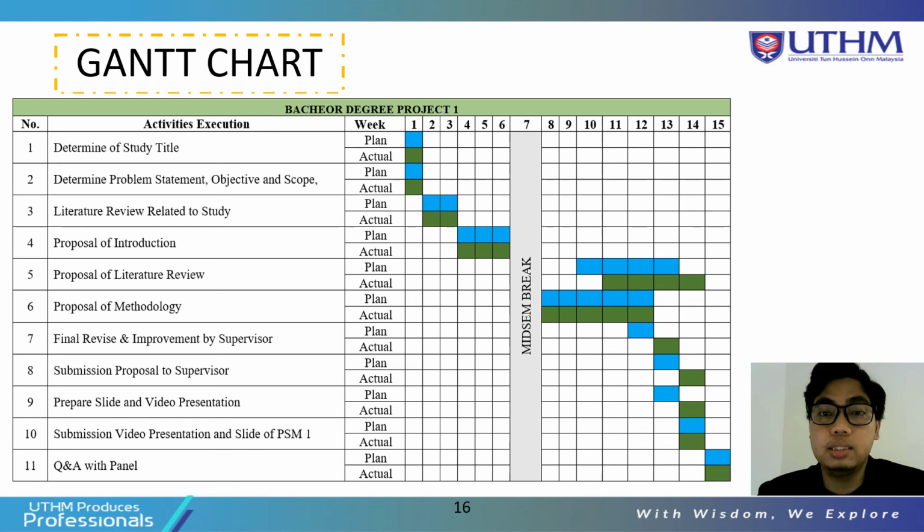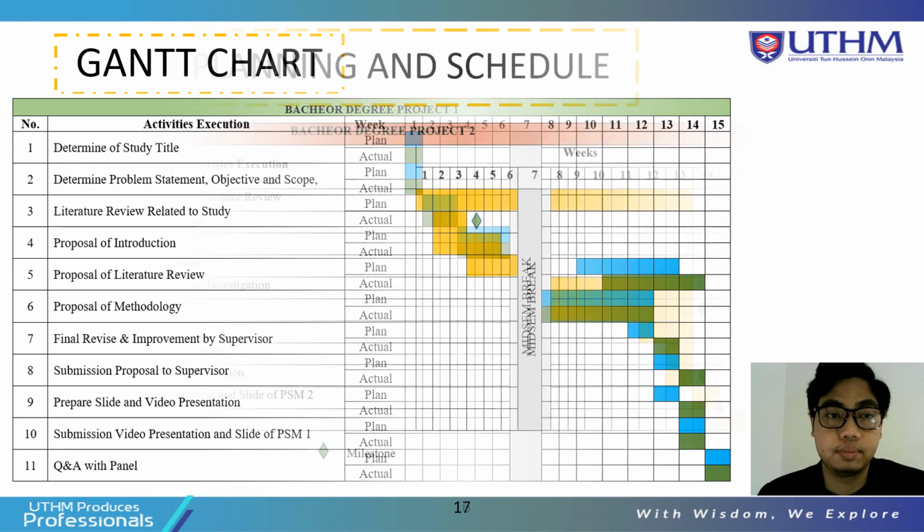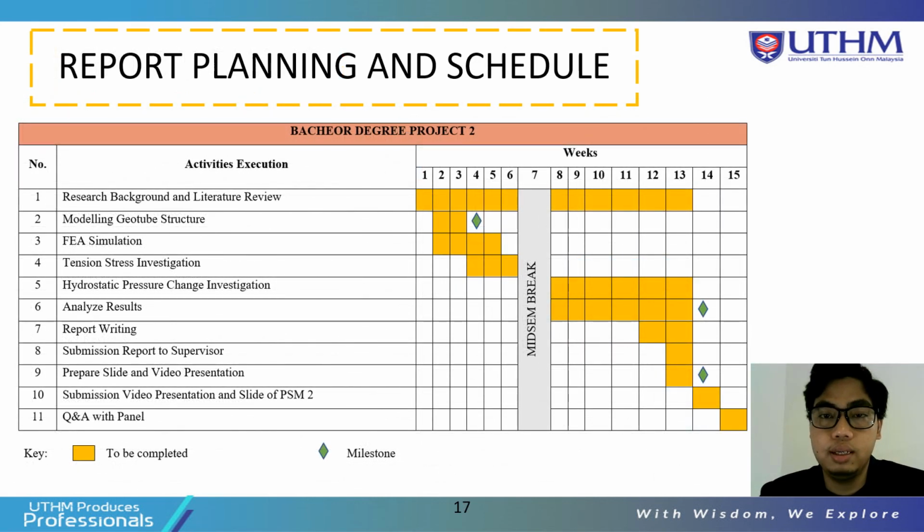This is the Gantt chart for my undergraduate project 1 from week 1 to week 15. Finally, this is my planning for next semester for my final year project from week 1 to week 15.